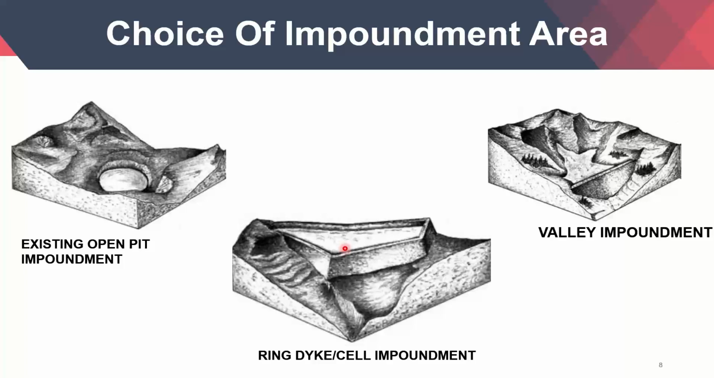Now, the third is the valley impoundment. These are the second cheapest after the existing open pit impoundment, because here you take advantage of the walls of the hillock, or let's say hill, and you just need to create a big barrier to store the facilities in there. So finally, coming to the three types of construction methods of tailings dams.